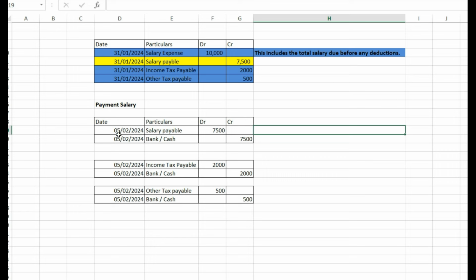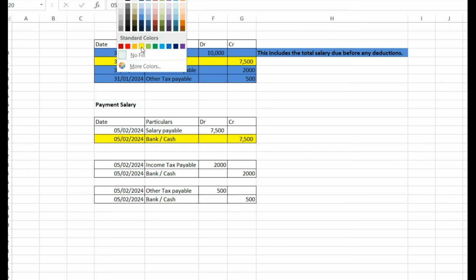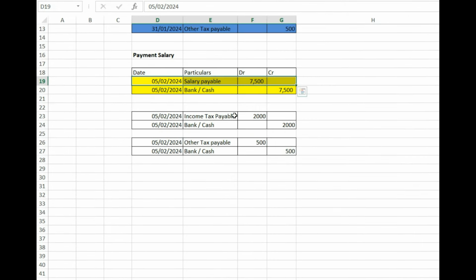Now at the time of payment of salary you will just debit the salary payable, because it is a decrease in liability, just debit your salary payable with 7,500 and bank or cash will be credited with 7,500. And when you will pay the taxes, income tax payable debit with 2,000 and bank or cash will be credited with 2,000. And similarly other taxes or deduction payable will be debit with 500 and bank or cash will be credited with 500.